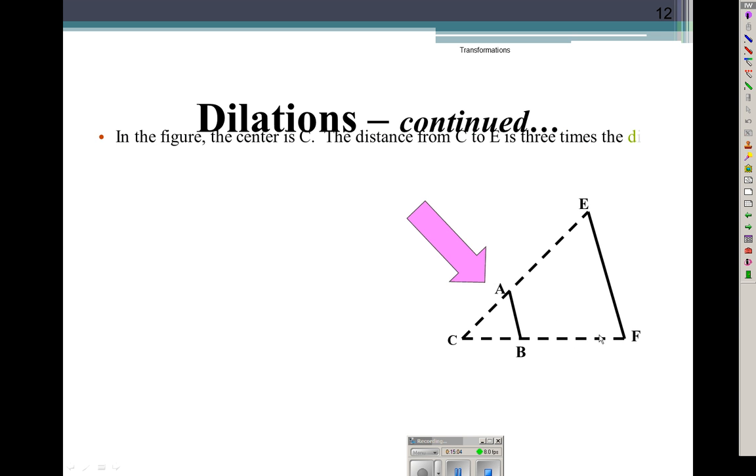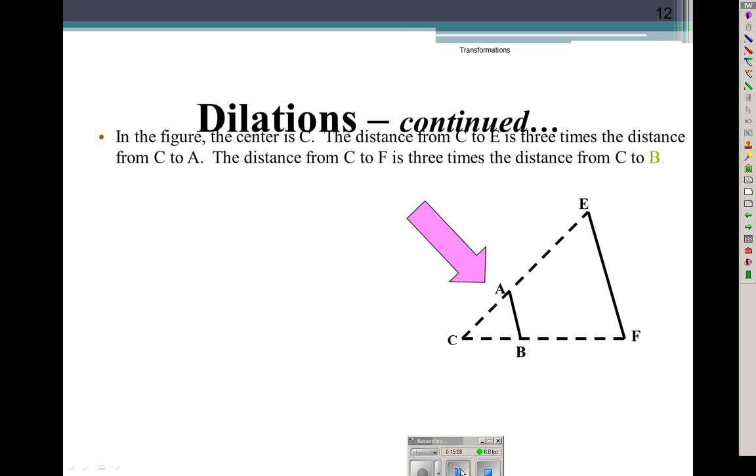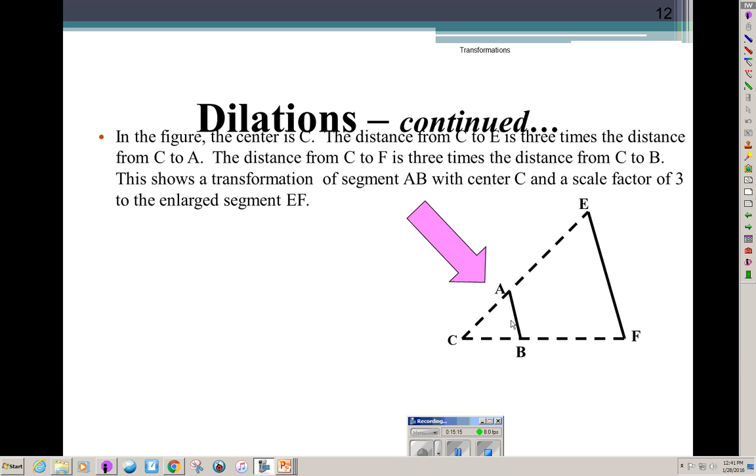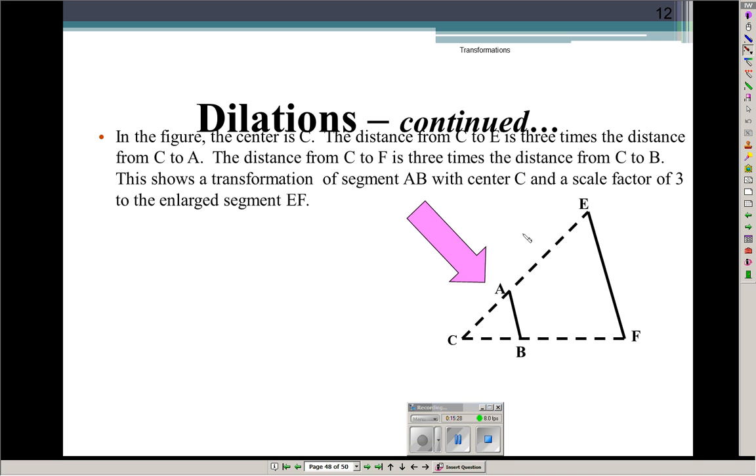In this figure, the center is C, and we'll start with segment AB. We will dilate it to segment EF. The distance from C to A, we'll call that 1 unit. And then the distance from C to E, if that's 1, that much is 2, that much is 3. So E is 3 times the distance away.